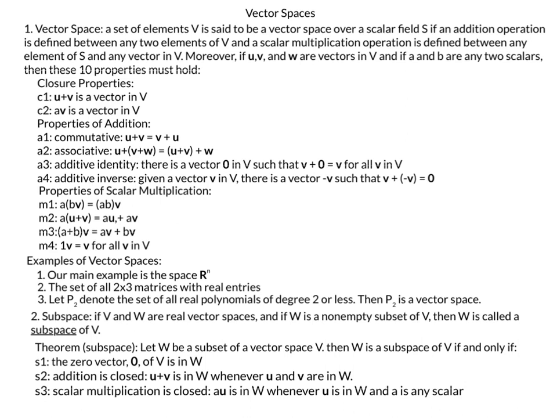Now we have this theorem. If W is a subset, not a subspace, but a subset of a vector space V, so some of the vectors of V are in W, then W is a subspace of V if and only if these three properties hold. 1, the 0 vector of V is in W. 2, addition is closed, so u plus v has to still be in W.